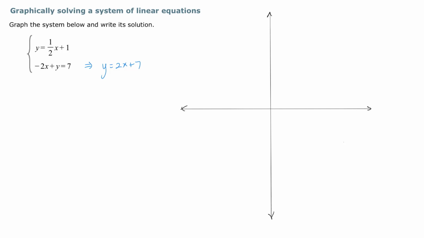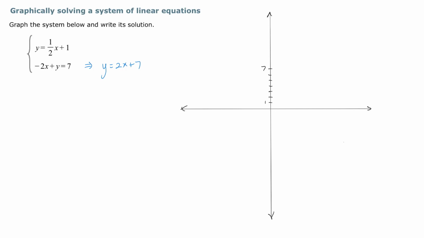Now I do need some marks here. I need a 1 here. I need to go up 7 as well. So that's 3, 4, 5, 6, 7. So here's 7 up here. Let's graph the first line using some red ink.